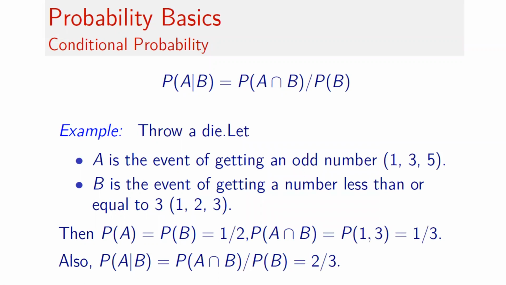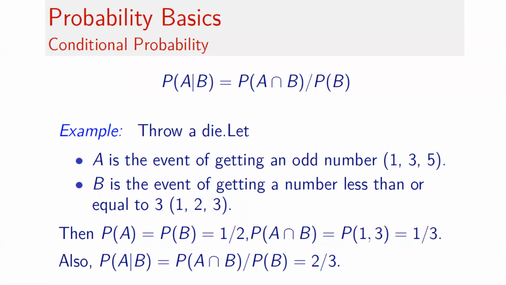So here we have an example about conditional probability. Now we can, for example, throw a die, or roll a die, and let's call capital A the event of obtaining a number less than or equal to 3, okay? Capital B is the event of getting an odd number, okay?